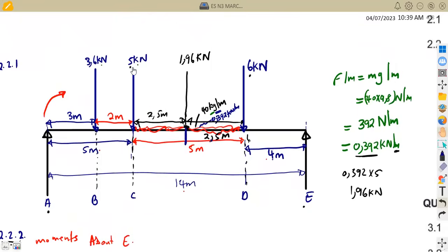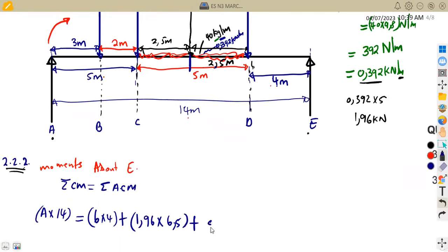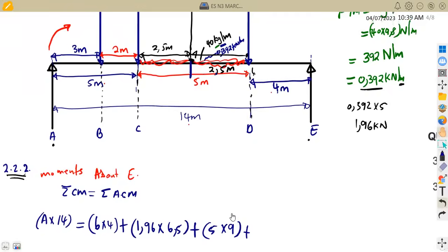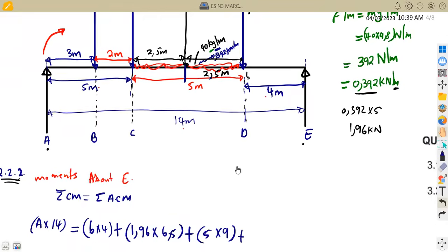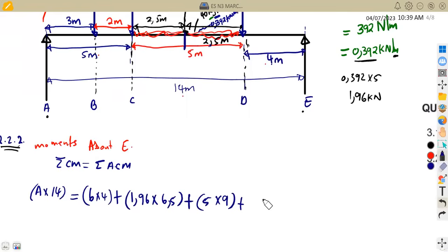Here we've got 5 back to E, which means we are going to take this distance here. It's 5 meters plus 4 meters, which is 9. So it's 5 times 9. Plus, we move on to the last one, 3.6 back to E. Remember, here we are at 9. So if we add this 9 and this 2, 9 plus 2, that's 11. So it's 3.6 times 11.